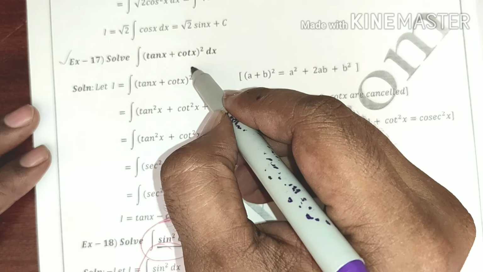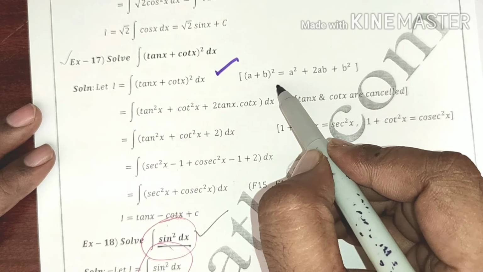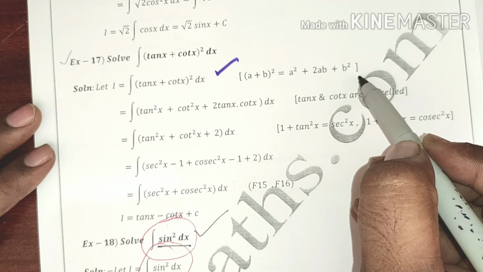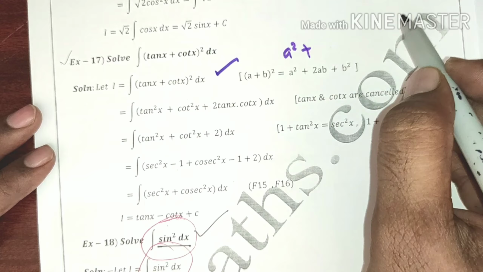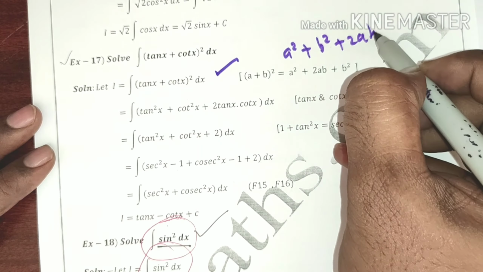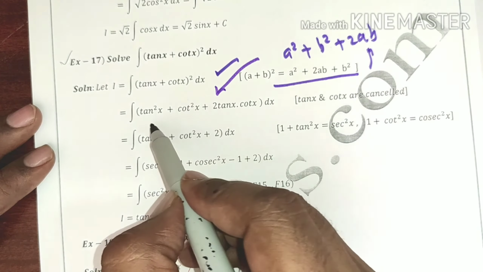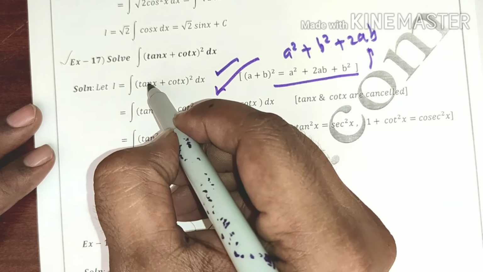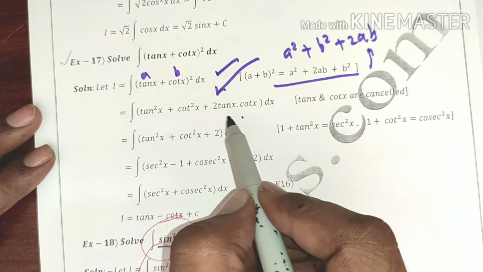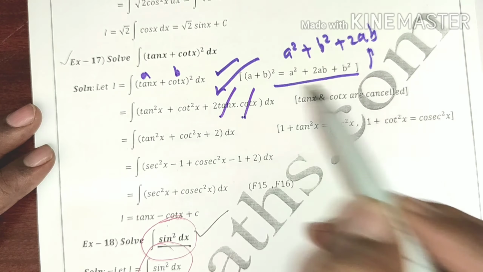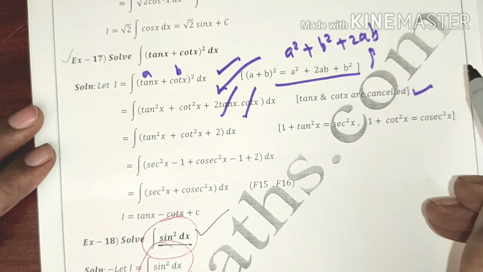Solve the integration of tan x plus cot x whole square dx. We write in our solution, and we use the formula a plus b whole square, which is a square plus 2ab plus b square. We can also write this formula as a square plus b square plus 2 times ab. Here tan x is a, cot x is b. So we write a square plus b square plus 2ab, and we know that tan x and cot x will cancel because they are the inverse of each other.